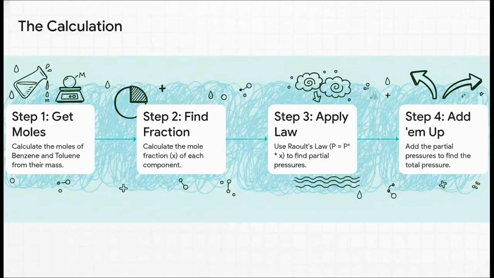The process itself is actually super logical, just a few simple steps. First, we have to convert the grams of each liquid into moles. Easy enough. Step 2, we use those mole counts to figure out the mole fraction for each one. Then, with the mole fractions handy, we just plug them into Raoult's law to find their partial pressures, and for the grand finale, we just add those two partial pressures together.